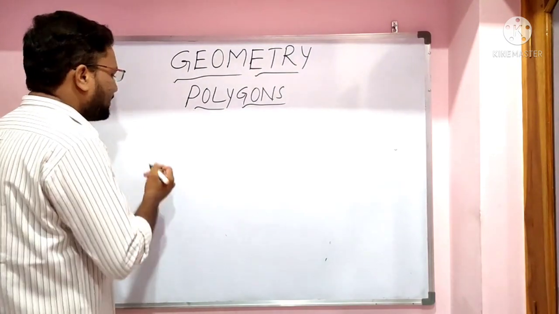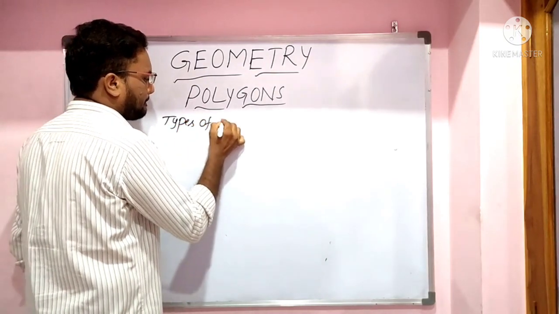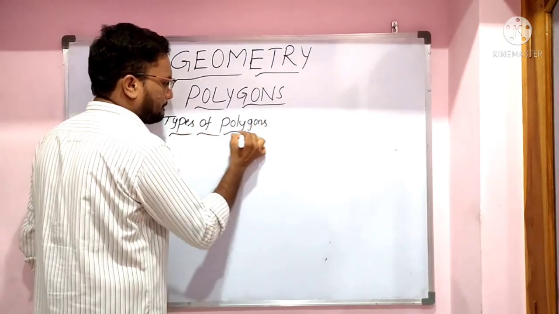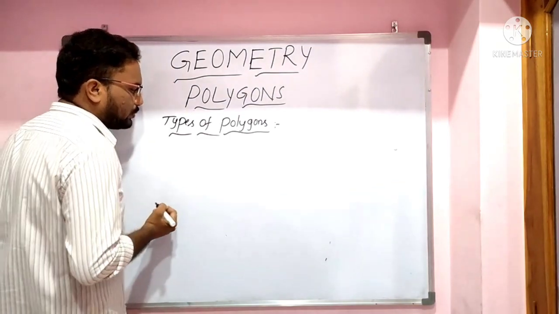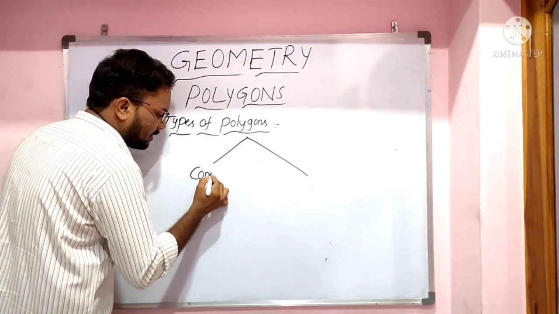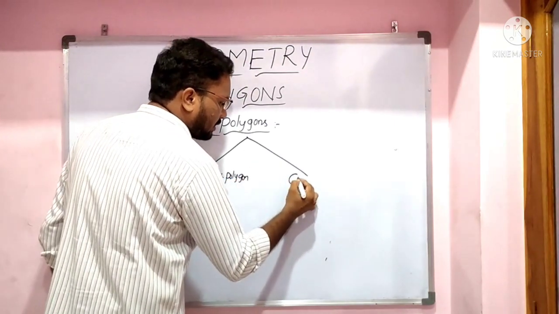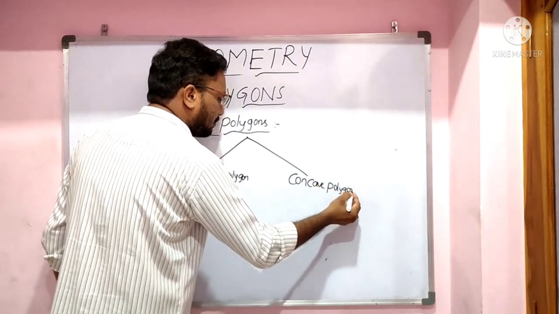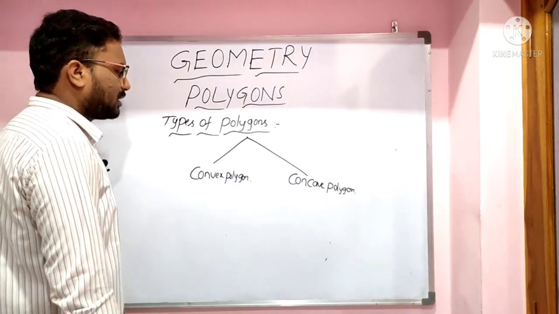Next one, types of polygons. So basically polygons are divided into two types. One is the convex polygon and the other one is the concave polygon. Convex polygons and concave polygons. So these are the two types of polygons.